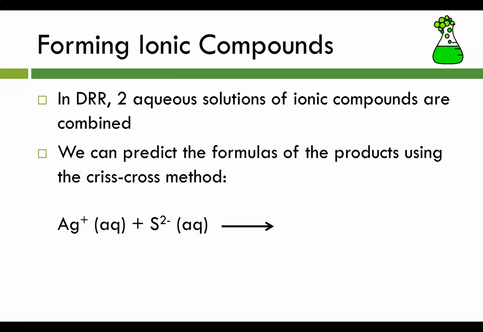So let's look at this example. Let's say you've got silver ions and sulfide ions floating around in solution. I can predict the formula of silver sulfide. Technically that's a 1, just using the criss-cross method. So if silver plus and sulfide 2- ions are in the same general area, I'm going to make silver sulfide, which is a solid. And we'll talk about how I know it's a solid once we get finished predicting the formulas.